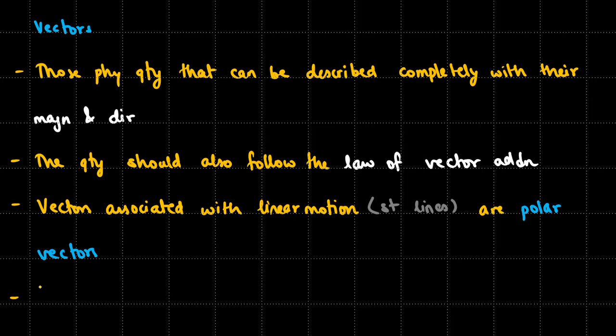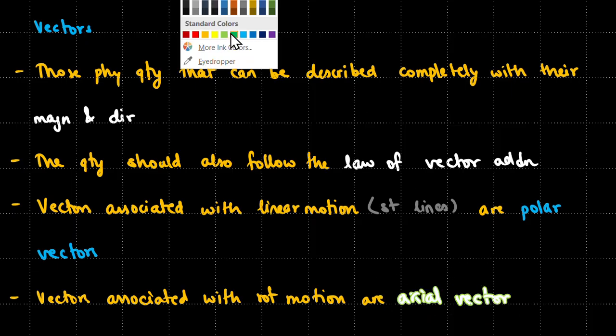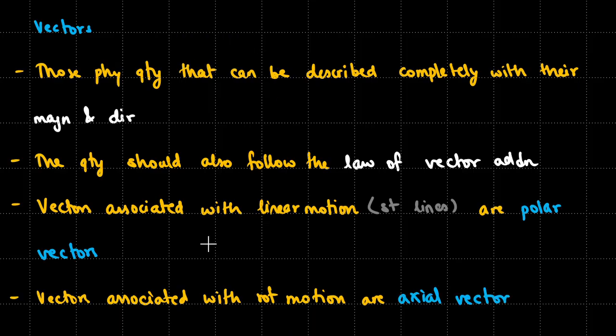And the vectors associated with rotational motion are axial vectors. So axial from axis, since stuff rotates about an axis generally. So that's it. Now let's look at some examples.